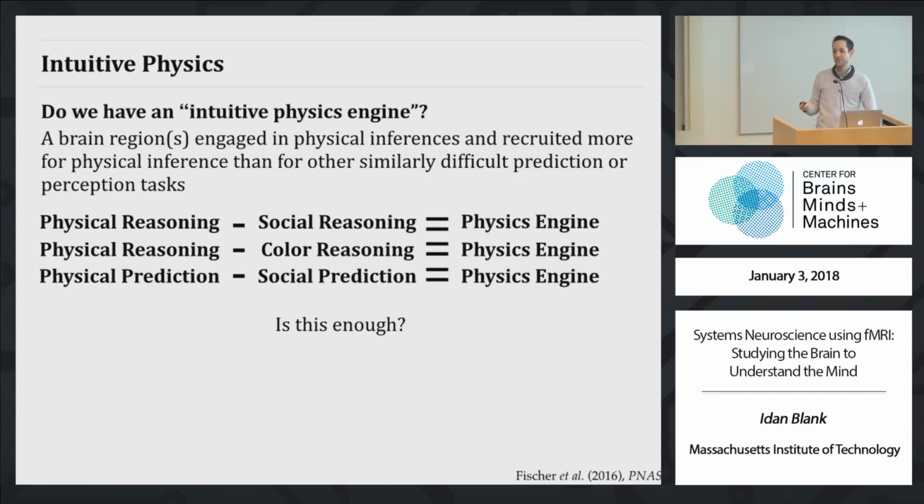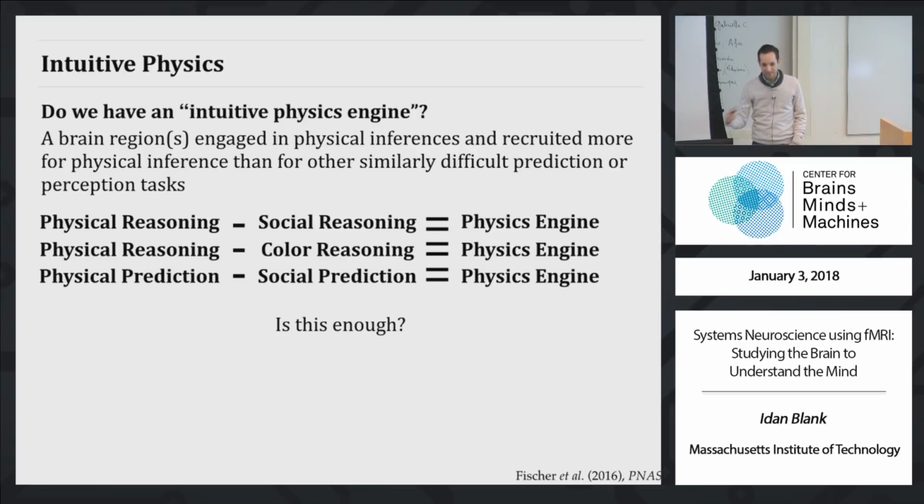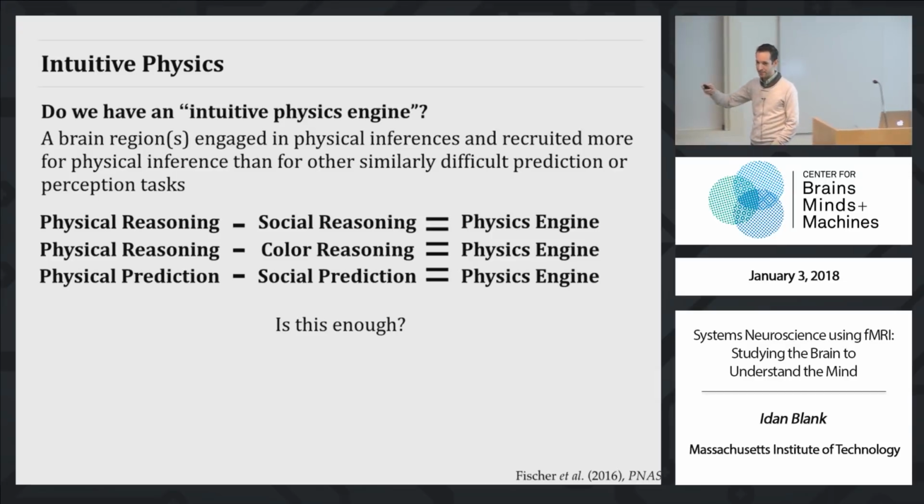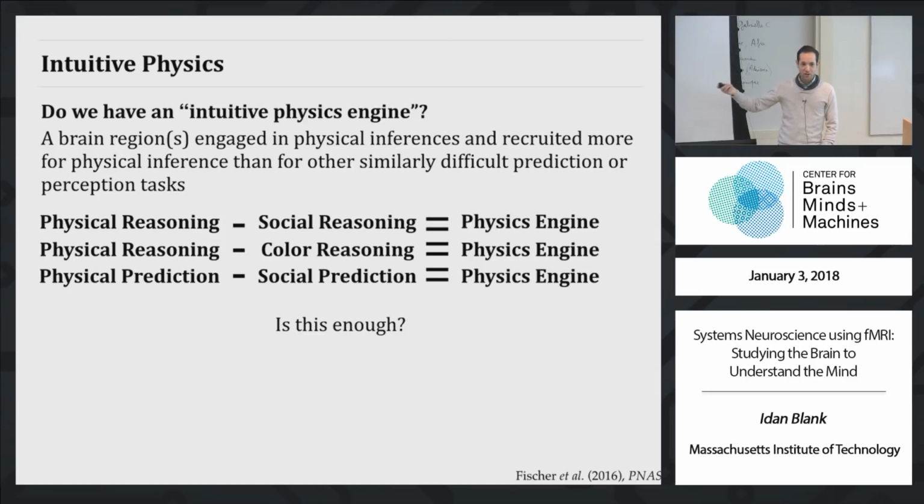And that is not enough, too. I mean, if you want to say that a region is really doing something, then you have to run a series of experiments. And one experiment or one paper with a few tasks is never enough. But I think this is an example of a first pass and a very intelligent way of trying to isolate intuitive physics.